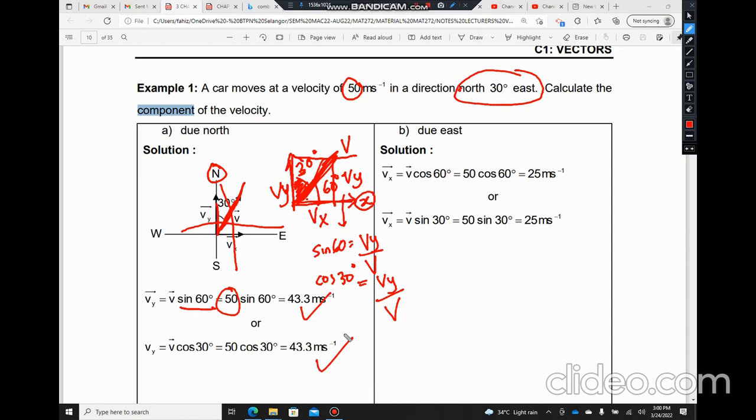Maknanya awak boleh tengok mana-mana satu lah. Cumanya kalau awak nak ambil untuk bahagian sini, kena guna 30 degree. Kalau nak ambil yang ni, kena guna 60 degree. Tapi kena guna sin. Yang ni kena guna cos. Tapi dia akan dapat the same answer.